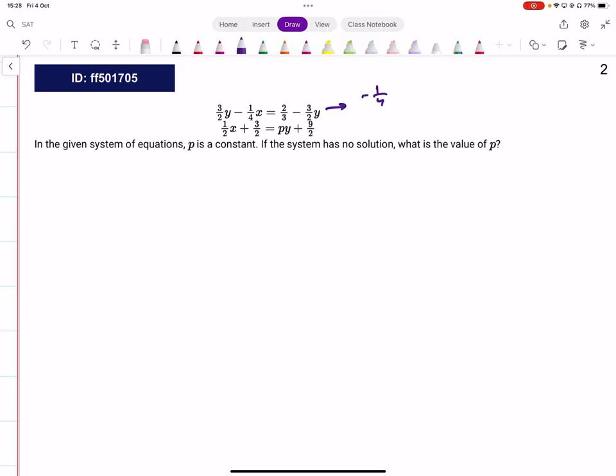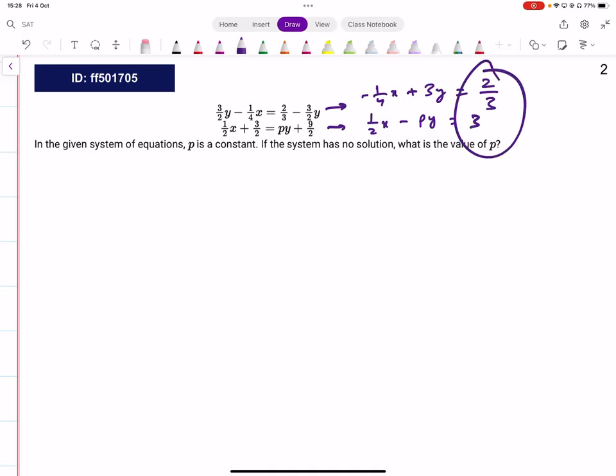So we have minus 1 over 4x. If you bring this to the left side as well, that gives us 3 over 2 plus 3 over 2, which is going to be 3y. Keep the constant on the right side. This is the first equation, okay? If you look at the second one, you have 1 over 2x plus or minus py equal to 9 over 2 minus 3 over 2, whatever that is. That's 6 over 2 or 3. That's what you have on the right side.